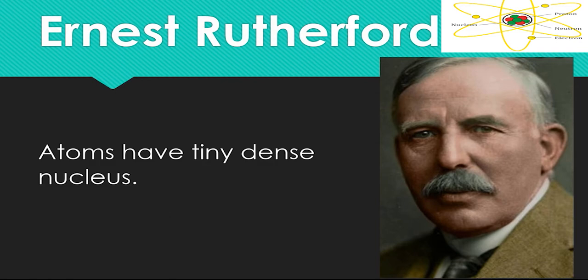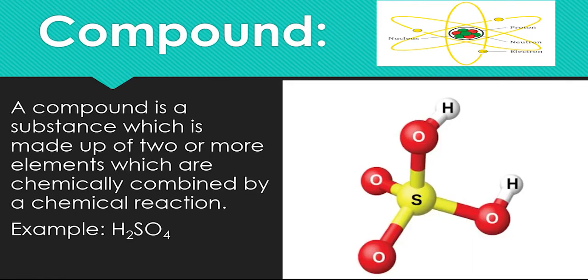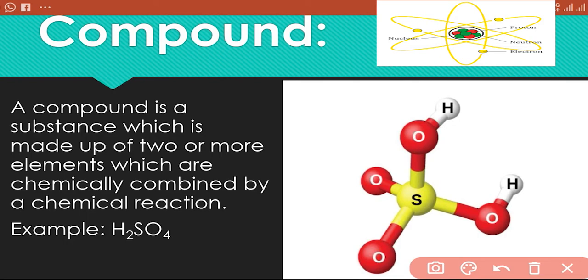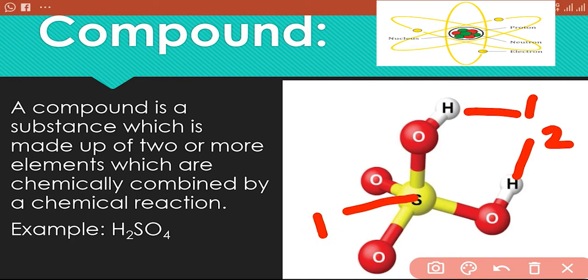Now I will tell you about a compound. A compound is a substance which is made up of two or more elements which are chemically combined by a chemical reaction, and its example is sulfuric acid, and its formula is H2SO4. In this figure, you can see that it contains 2 atoms of hydrogen and it contains 1 atom of sulfur.